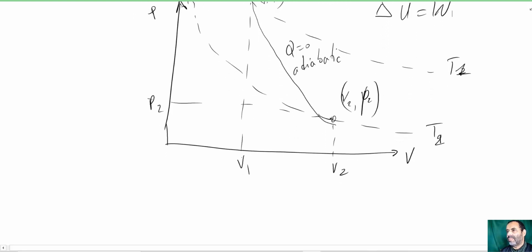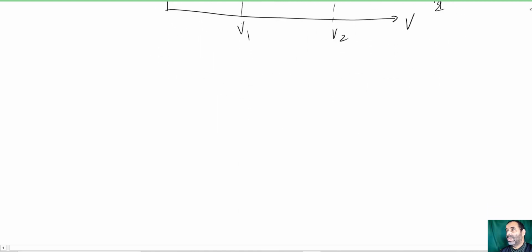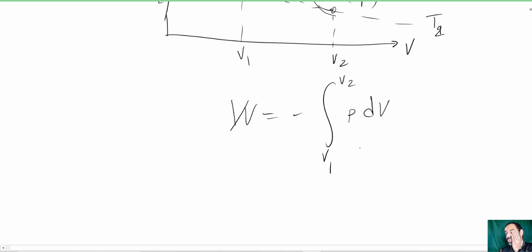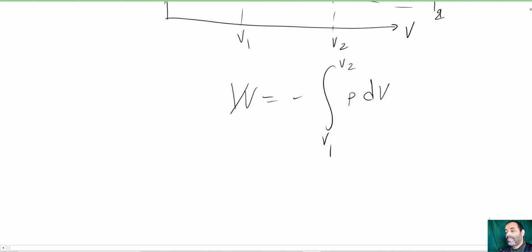You really have to pay attention to all of these things. So we need to find W. If we find W, we find delta U. We know Q is equal to 0 in an adiabatic process. So the point in here is trying to find the integral from volume V1 to volume V2 of P dV. Okay, but in order to do that, I really need to find what this function P as a function of V is. I need to find what P as a function of V is. If I know that, then I can plug it in here.